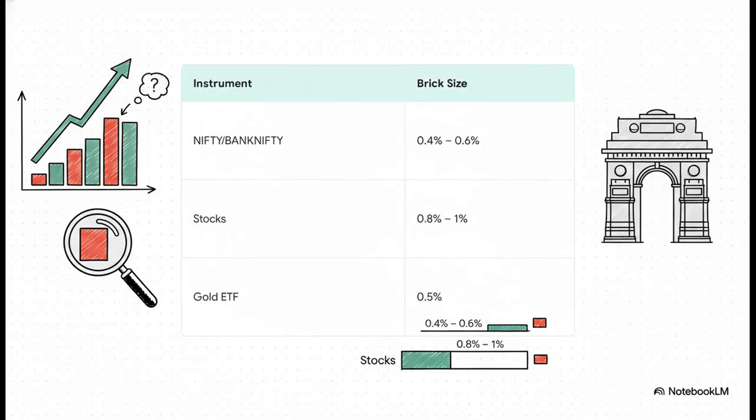All right, so the first big decision you have to make is choosing your brick size. This is what tells the chart how much the price needs to move before it draws a new brick. For the Indian markets, these percentages are a fantastic starting point. If you're trading NIFTY or BANKNIFTY, you're going to be looking at something in the ballpark of 0.4% to 0.6%. For individual stocks, you want a slightly bigger brick, maybe 0.8% to 1%.